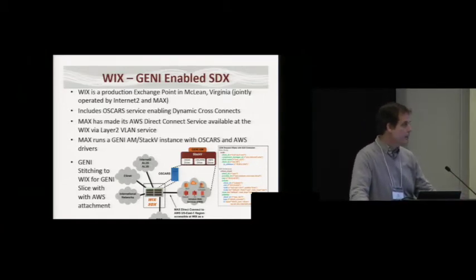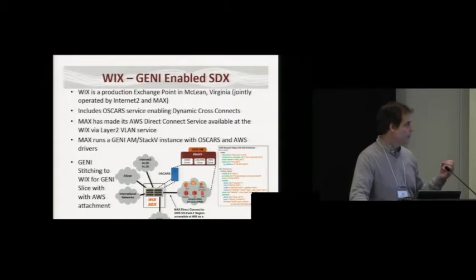So what we have done here is Max has a direct connect to Amazon, which is in the U.S. East region, at the Equinix facility in Ashburn, Virginia. We've taken a block of VLANs from that direct connect, and we've expressed these at Wix. So from a Wix perspective, it has a direct connect to Amazon directly connected.